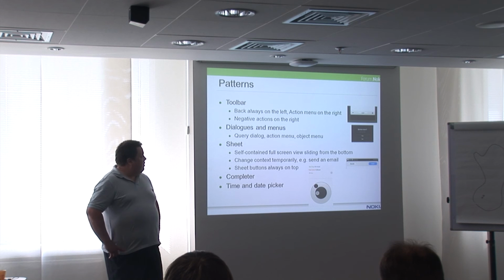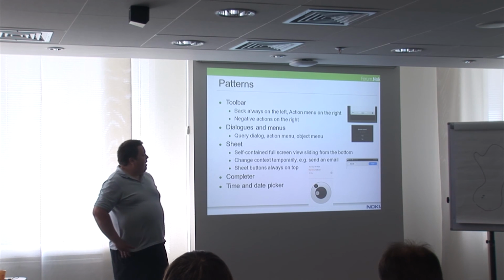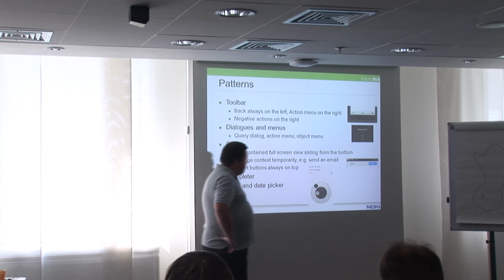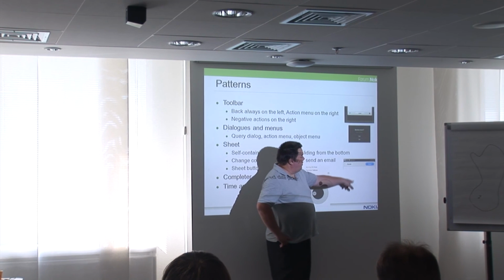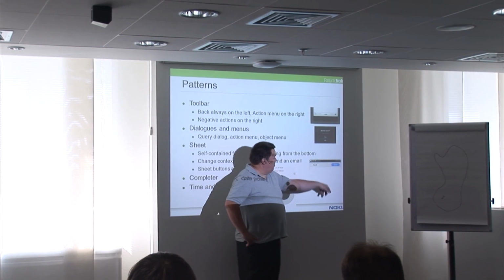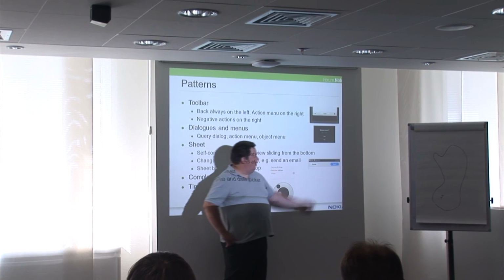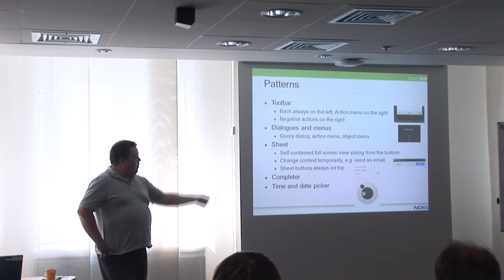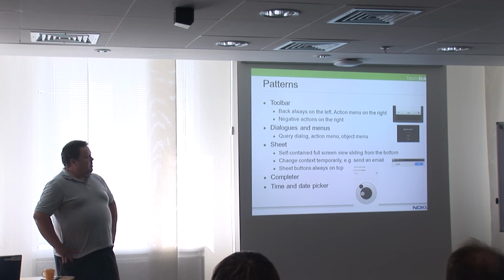Okay, the sheet was the self-contained full screen view that slides in from the bottom, providing some temporary context, like creating the network settings for sending an email. Something extra. Here is a sheet. Now the sheet doesn't show any controls, it just shows the buttons, send, for example, an email, or cancel. So the buttons are important. There must be some buttons to do something, and the buttons, as you see in the sheet, they are up there. Okay?